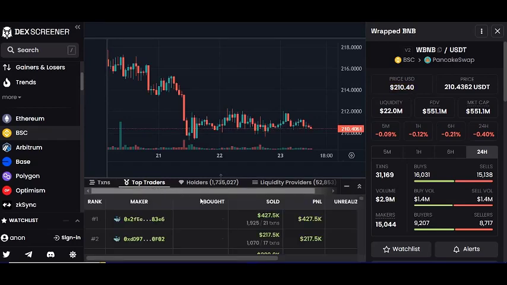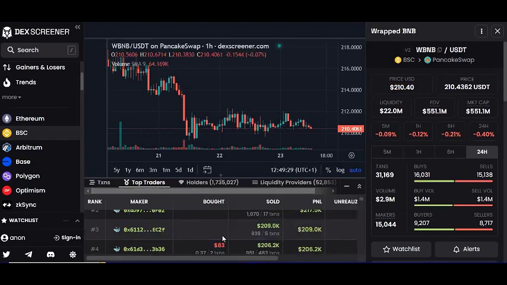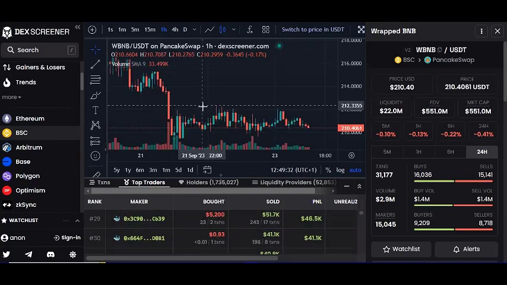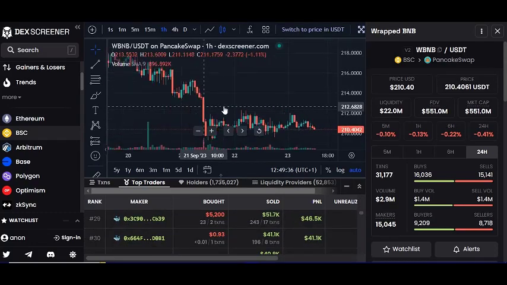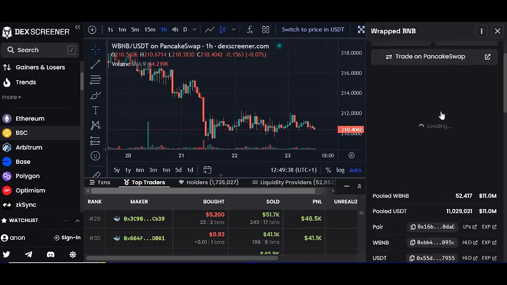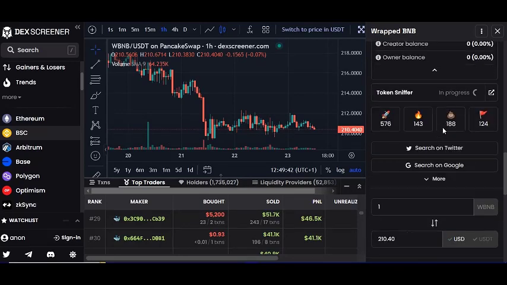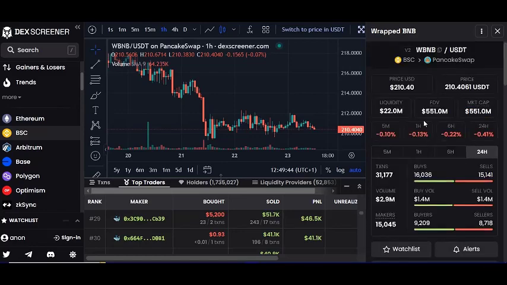You can analyze loads of blockchains. You will see in Dexscreener, they have a lot of blockchains for you to analyze and different tokens on these blockchains. So for people who are looking for certain tokens on certain blockchains, Dexscreener is a very, very helpful tool.